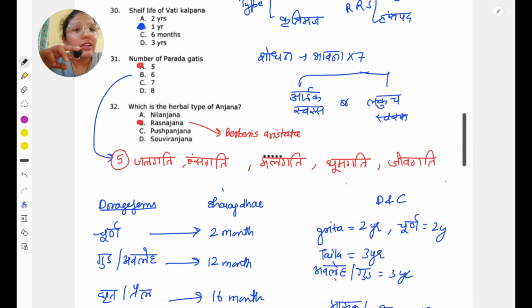Number of Parada Gati is 5. These are Jalagati, Hamsagati, Malagati, Dhumagati, Jivagati. This question is repeated in 2 papers, so try to remember these Gatis and the number.